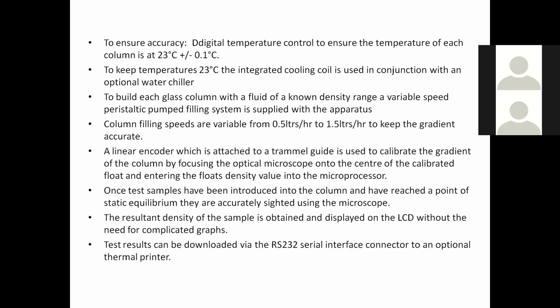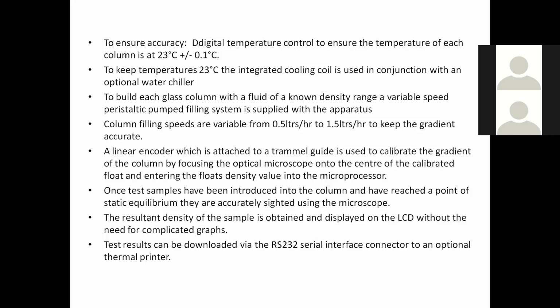So at what speed you fill the column means at what speed you allow the liquids to go down. Liquids will not pour directly at the center of the column because the column is a glass tube. Whatever liquid you allow to pour down in the column will go along the wall of that column at very slow speed. Direct liquids are not allowed to pour inside the column. The column filling speeds are variable, as I mentioned.